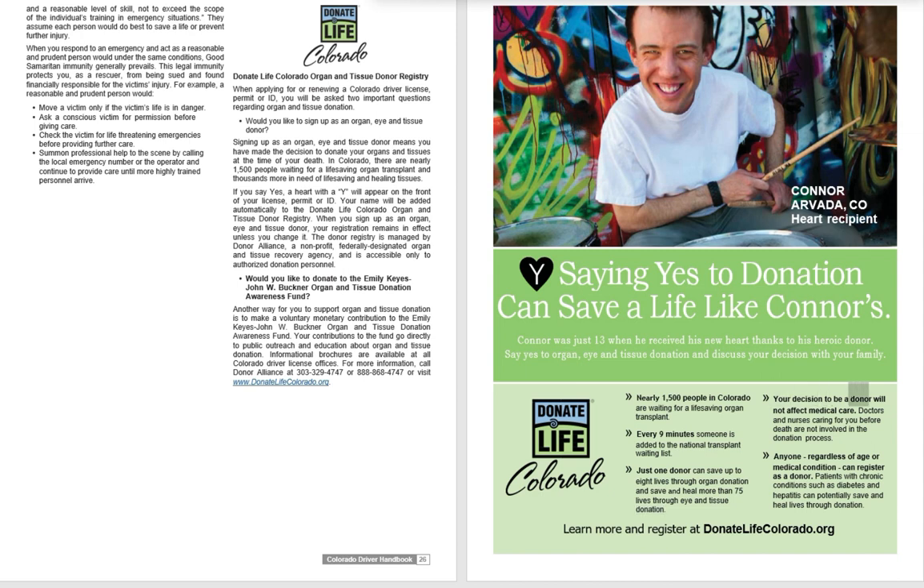Your decision to be a donor will not affect medical care. Doctors and nurses caring for you before death are not involved in the donation process. Anyone, regardless of age or medical condition, can register as a donor. Patients with chronic conditions such as diabetes and hepatitis can potentially save and heal lives through donation. Learn more and register at DonateLifeColorado.org.